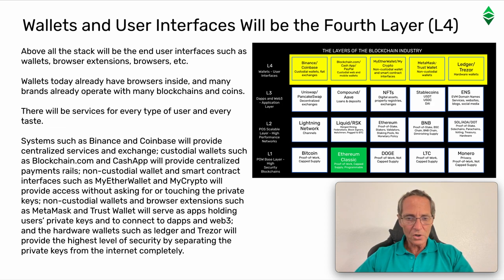Non-custodial wallet and smart contract interfaces such as MyEtherWallet and MyCrypto will provide access without asking for or touching the private keys. Non-custodial wallets and browser extensions such as MetaMask and Trust Wallet will serve as apps holding users' private keys and to connect Dapps and Web3. And the hardware wallets such as Ledger and Trezor will provide the highest level of security by separating the private keys from the internet completely.